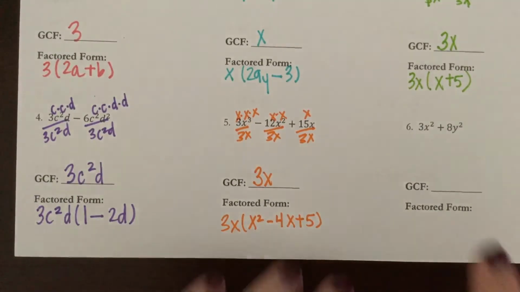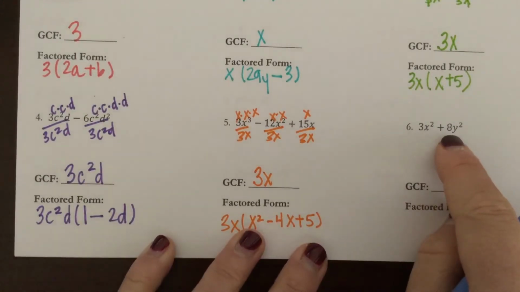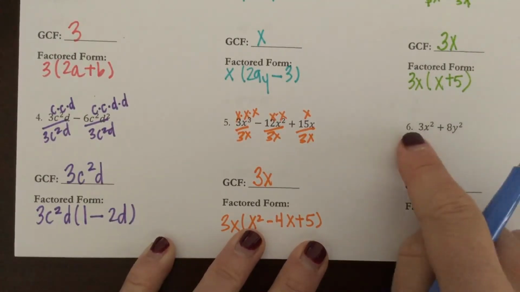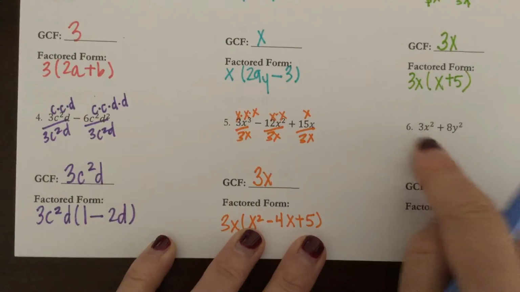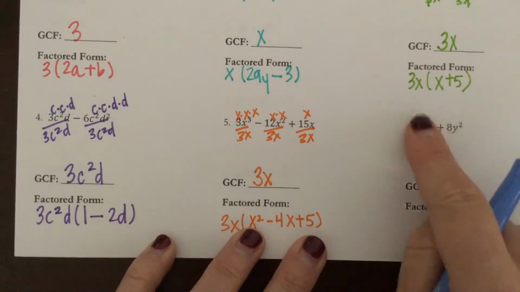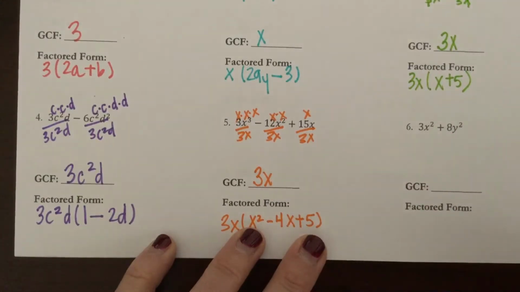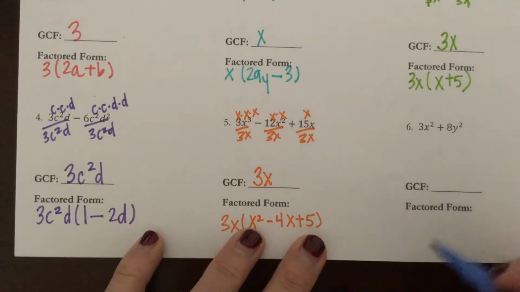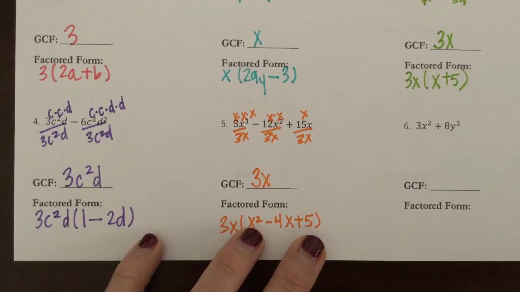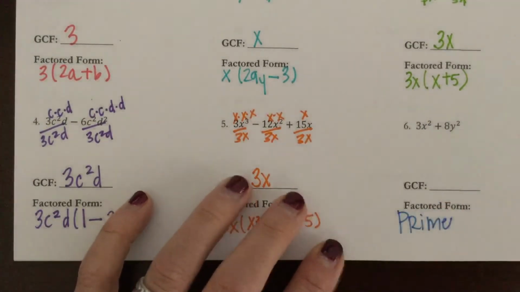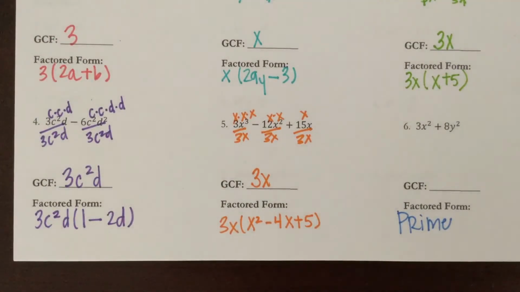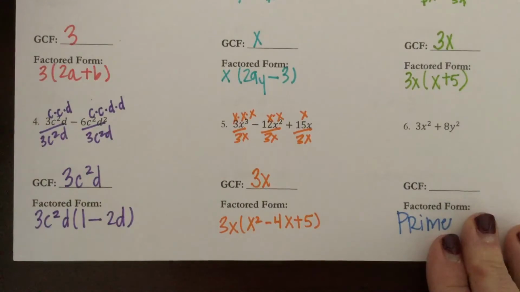Right? On the final one, when I take a look at 3 and 8, there is no number that goes into both of those. When I look at the variables x squared and y squared, there are no variables that are shared by both of these terms. So in this case, the only common factor between 3x squared and 8y squared is the number 1. If I were to rewrite this as 1 times 3x squared plus 8y squared, I really haven't changed the problem. So this is an example where the only factors are 1 and itself. So we call this prime, meaning that we cannot rewrite this as a product. 3x squared plus 8y squared is the best we can do.